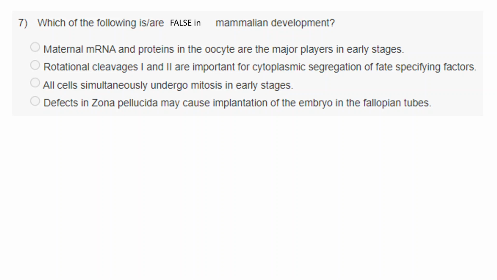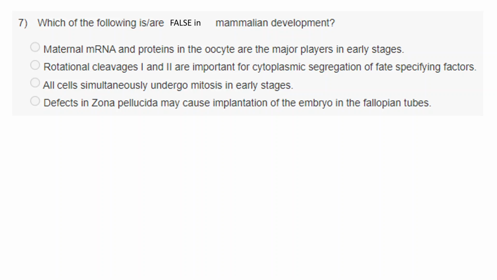Maternal mRNA and proteins in the oocyte are major players in the early stages. Rotational cleavages 1 and 2 are important for cytoplasmic segregation of fate-specifying factors. All cells simultaneously undergo mitosis in early stages. Defects in zona pellucida may cause implantation of the embryo in the fallopian tubes.